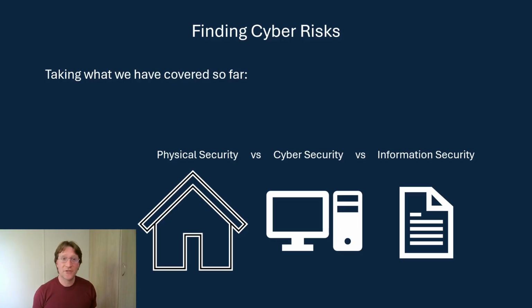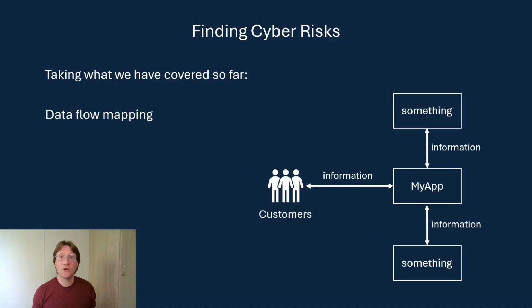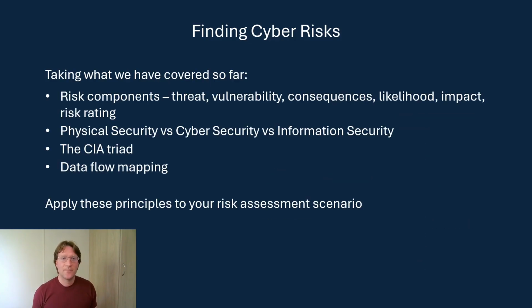We also looked at physical security, cybersecurity, and information security and the differences between them. We looked at the information security CIA triad, covering confidentiality, integrity, and availability. We've also looked at data flow mapping, where we visually represent the different components in an app or a system, including users such as customers. And we look at the type of information flowing between the different components and different users. Now we need to take all of this and apply this to our scenario.